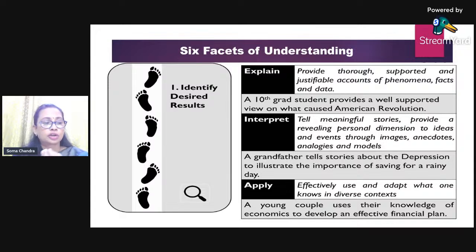Tell meaningful stories, provide a revealing personal dimension to ideas and events through images, anecdotes, analogies, and models. A grandfather, you still remember the stories told by your grandfather, the bedtime stories. So a grandfather tells stories about the depression to illustrate the importance of saving for a rainy day. Those stories apply. The third important point: effectively use and adapt what one knows in diverse contexts.